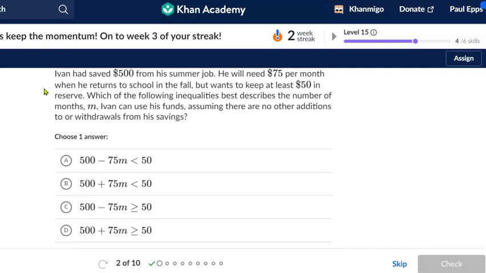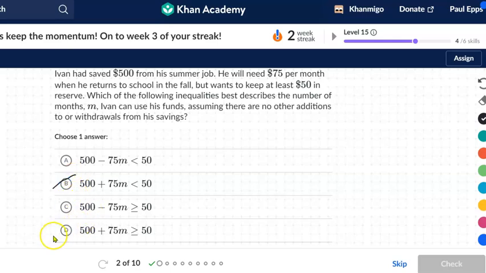Okay, so he starts with 500. He's subtracting $75 a month. So this is out and this is out because those are adding $75 a month, and he wants to keep it greater than or equal to 50. So that would be this one right here. C, 500 minus $75 a month, greater than or equal to 50.